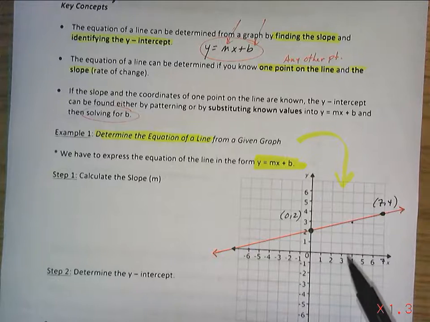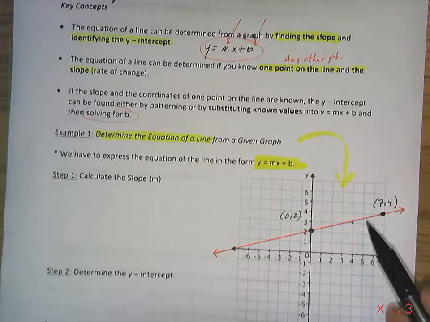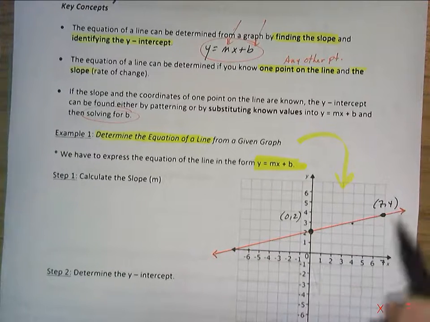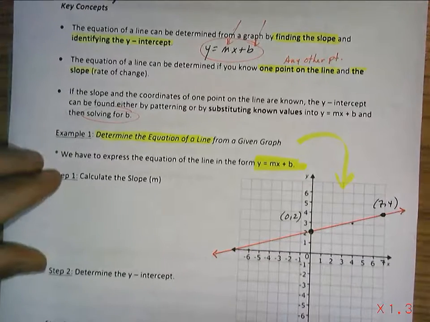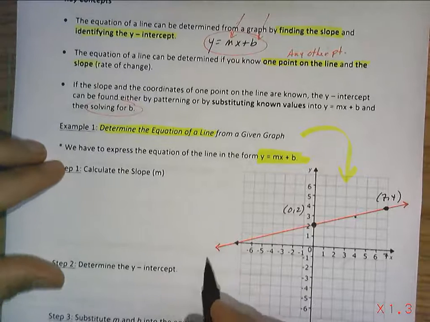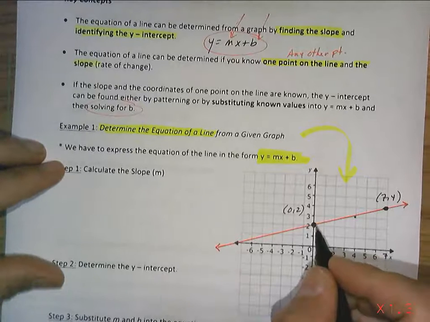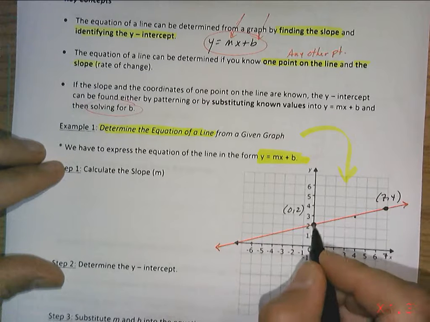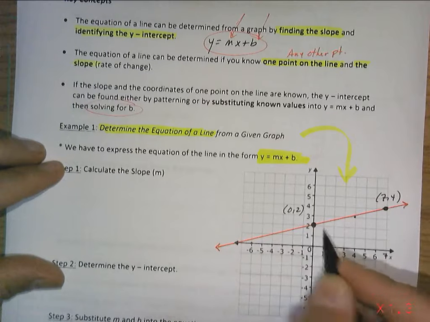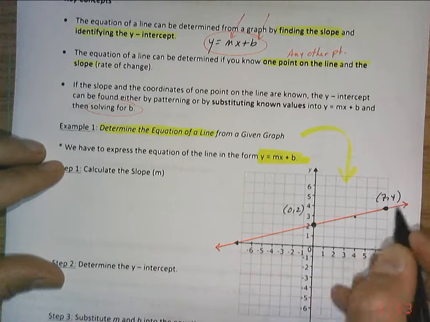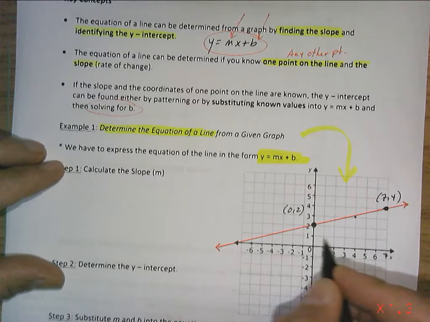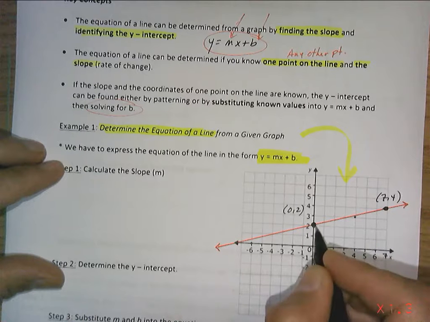It wasn't quite as accurate as I'd like it to be, but we're going to assume that the points (0, 2) and (7, 4) both lie on this line. We want to calculate the slope. The slope will be whatever the rise and run is to go from one point to another point. I happen to be choosing these two points.